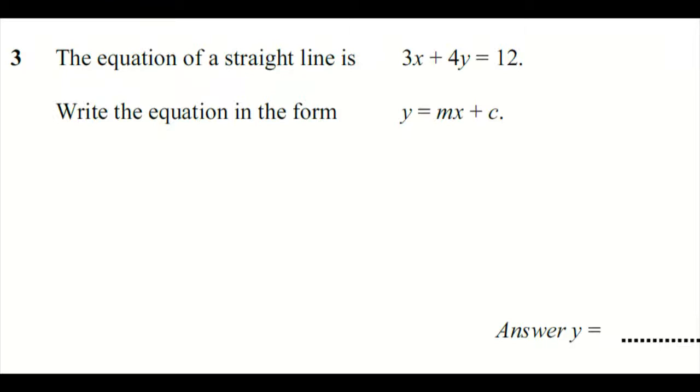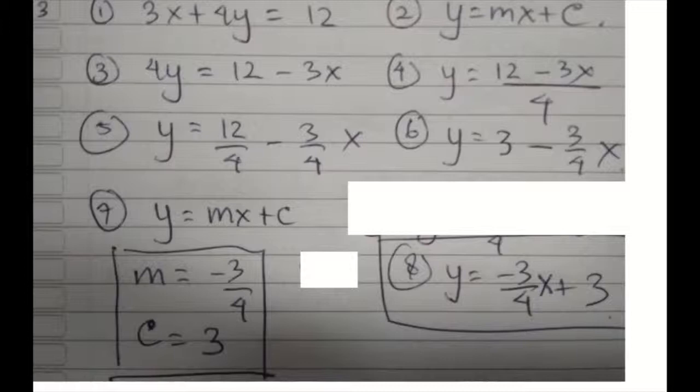Now, it was stated that the equation of a straight line is 3x plus 4y is equal to 12. Write the equation in the form of y is equal to mx plus c. This type of question is easy. Why do I say that? Because basically we just need to play around with the equation given.